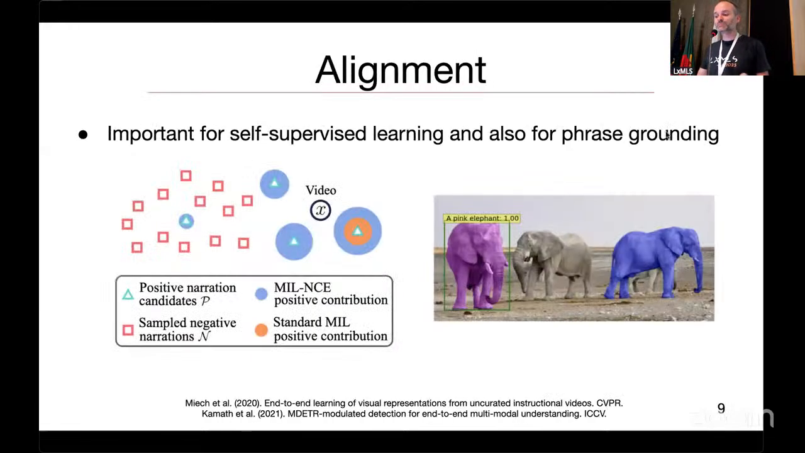In terms of alignment, this has been very important for self-supervised learning. So models like CLIP rely on trying to learn alignments between modalities, but it can also be really useful for phrase grounding. So it's not just an elephant, it's the pink elephant, and I want you to tell me where this is. This is useful for downstream applications.